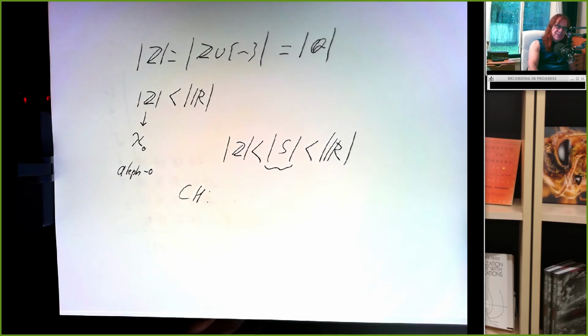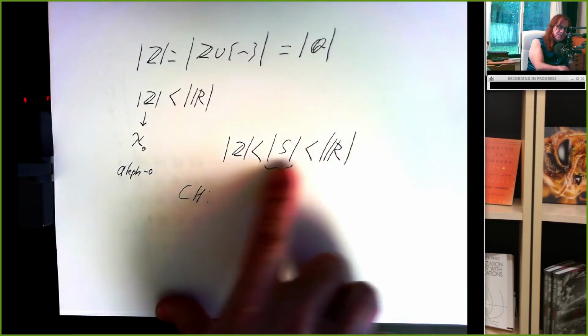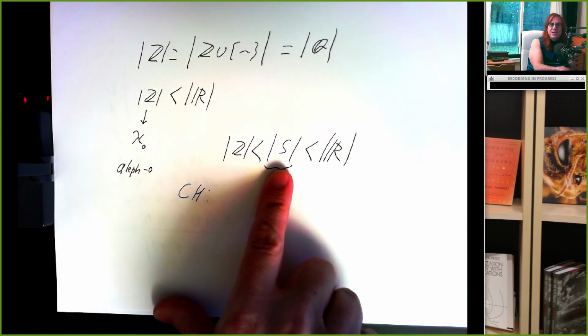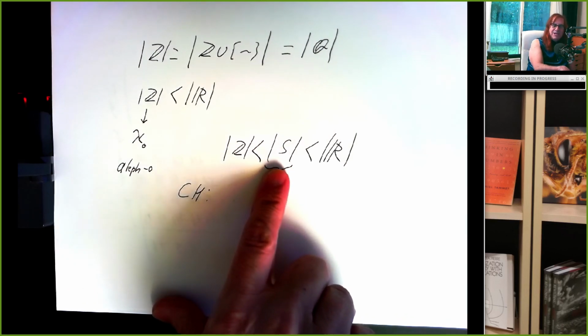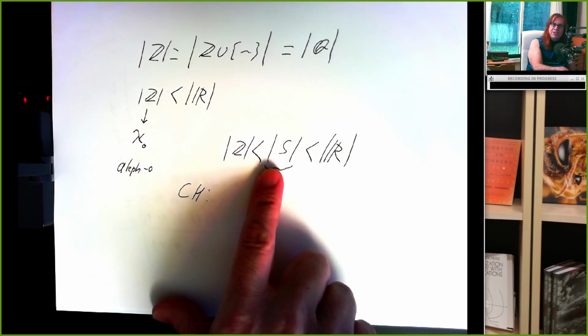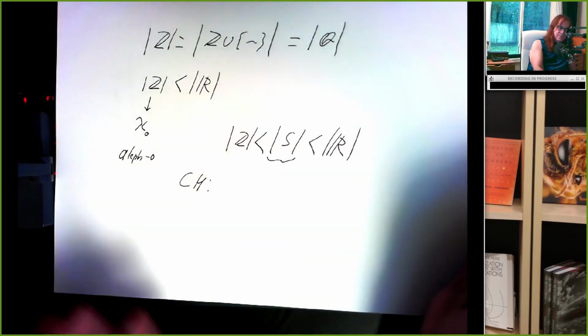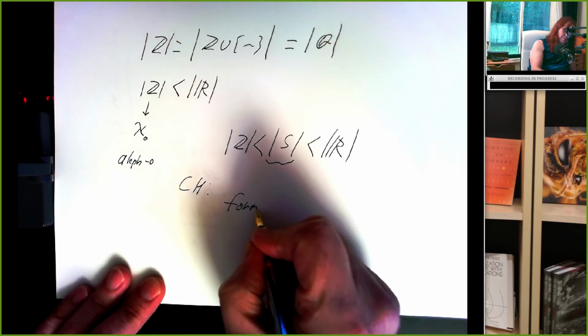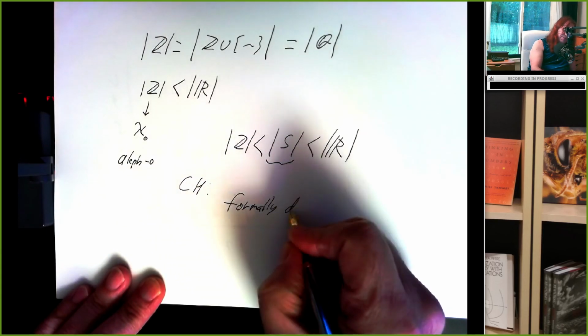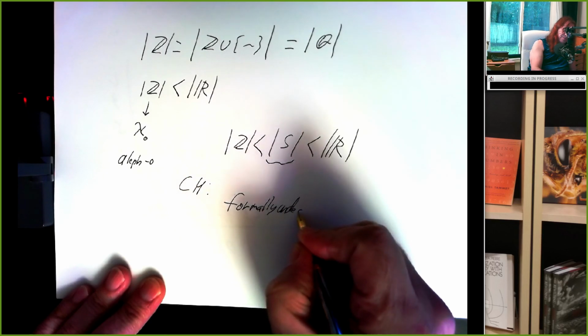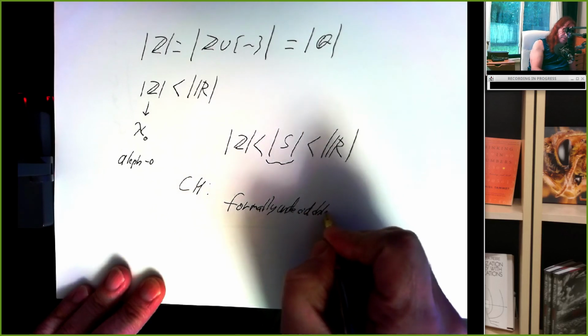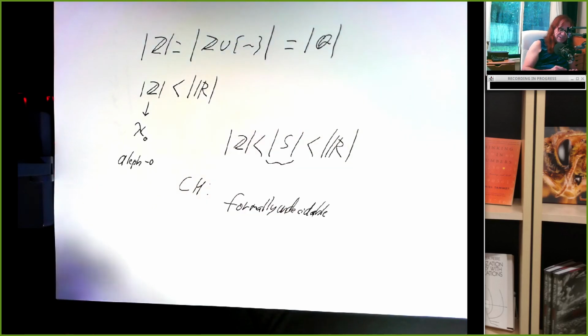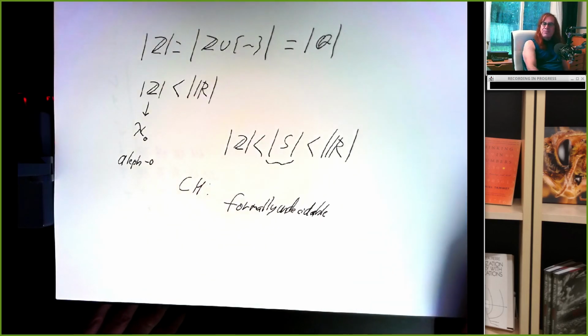Now what that means is we can never discover a set between Z and R, because if we did, we'd know CH was false. But we cannot prove that there is no such set, because if we did, we'd know CH was true. So this is a weird class of problems called formally undecidable. And there's a whole branch of logic which studies formally undecidable propositions.